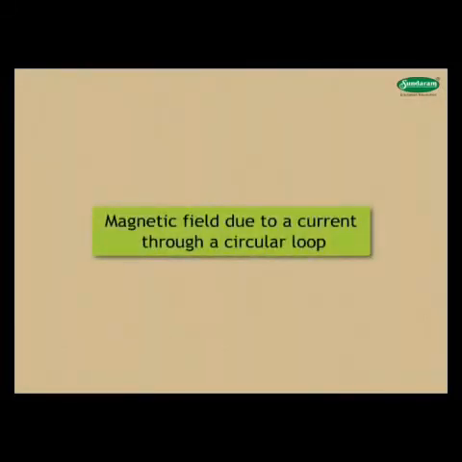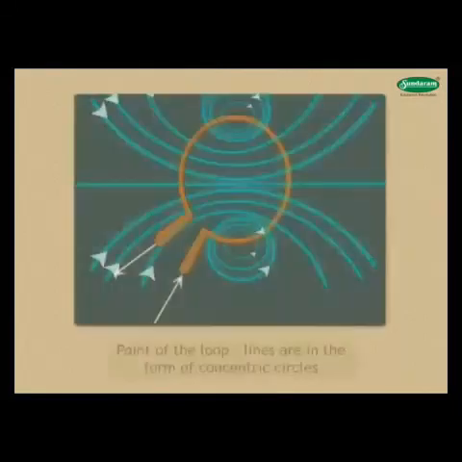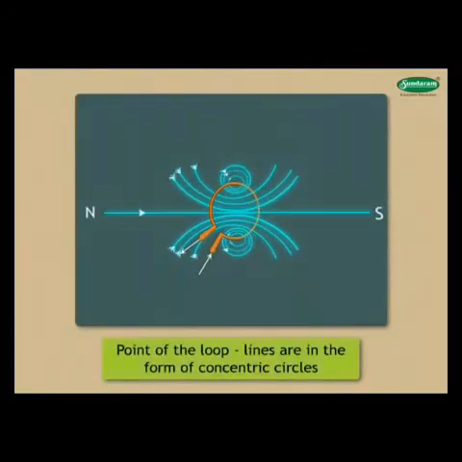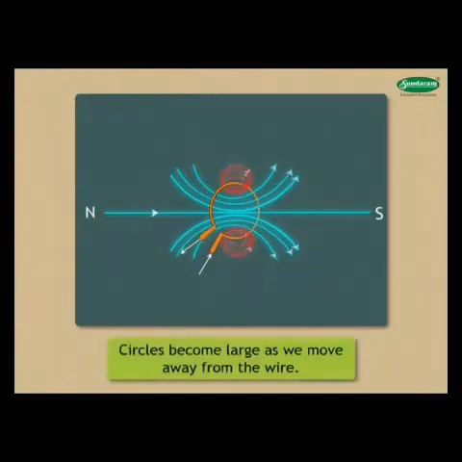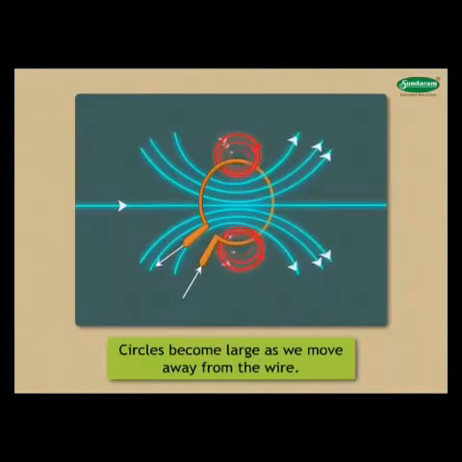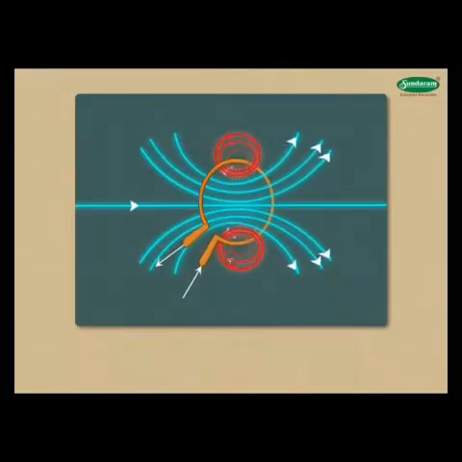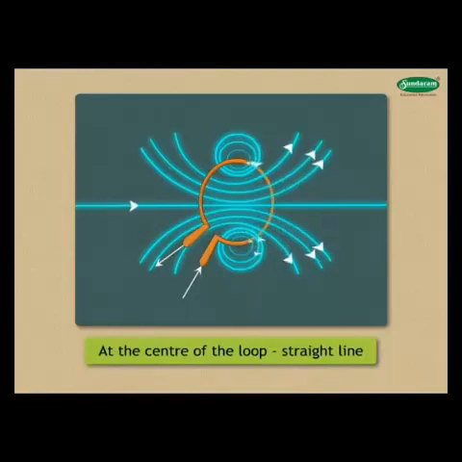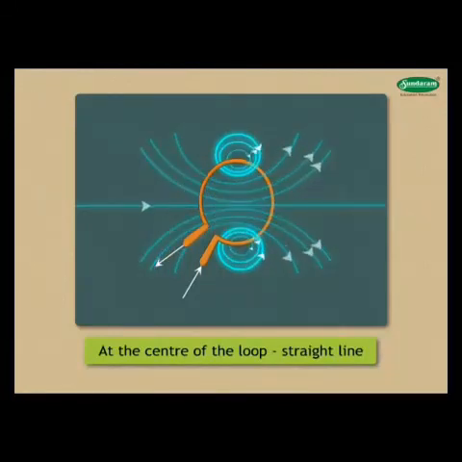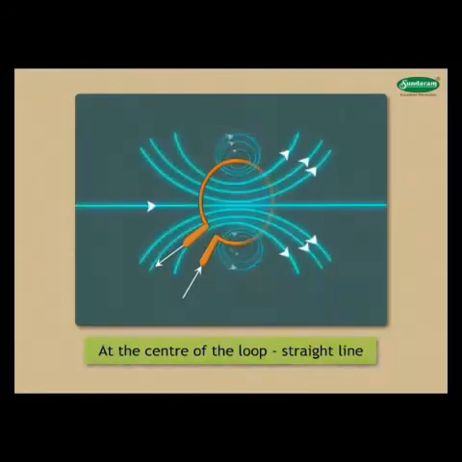Let us move to the next topic, magnetic field due to a current through a circular loop. It is seen that at every point of the loop, the lines are in the form of concentric circles. But these circles become larger as we move away from the wire. At the center of the loop, the arcs of these circles appear as straight lines.